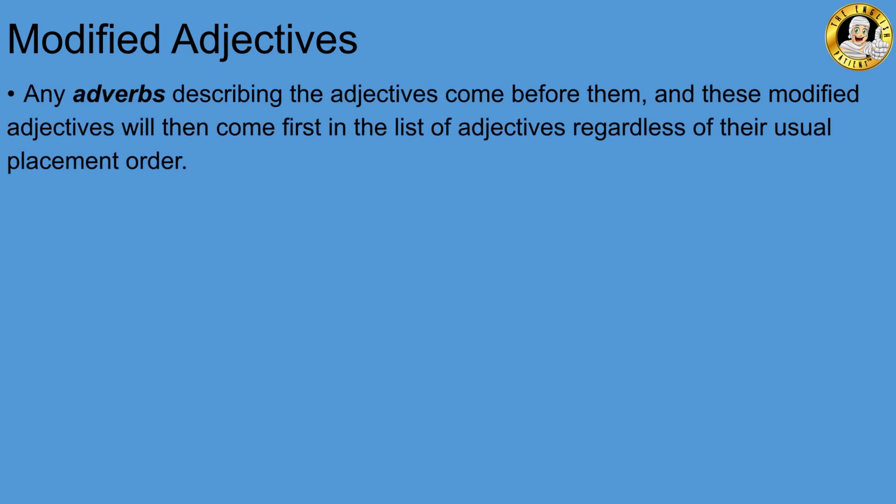Now, any adverbs which describe the adjectives: adverbs have three functions. They can describe verbs, they can describe adjectives, or they can describe other adverbs. Any adverbs describing the adjectives will come before the adjective that they are describing, and these are often referred to as pre-modified adjectives. These modified adjectives will then come first in any list of adjectives, regardless of their usual placement order. So once you modify an adjective, usually it will go first in the order.